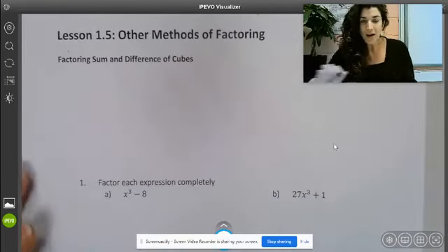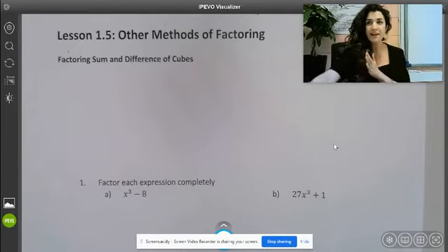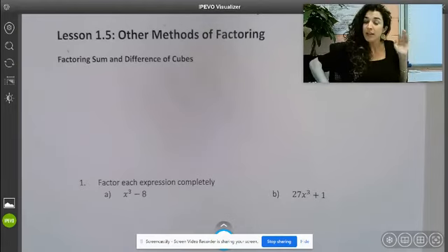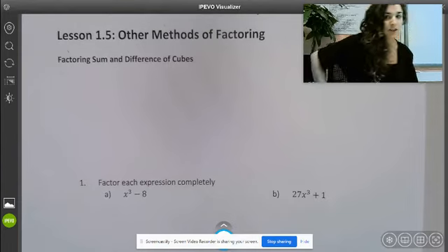Hello, ninth graders. We are moving on with, I'm pretty sure, let me double check, the last lesson we have. That is true, the last lesson we have on factoring.